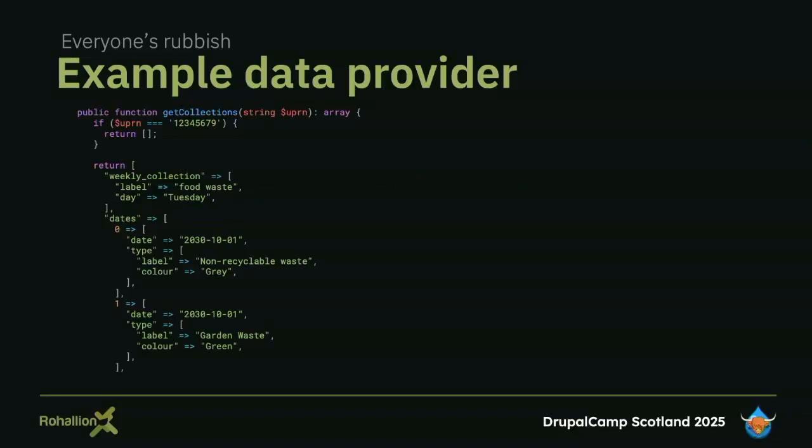So the collection data can contain information about a weekly collection, and then for each collection date, it can include the date, the type of waste, and the colour of the bin. There is now also support for collection time as well.